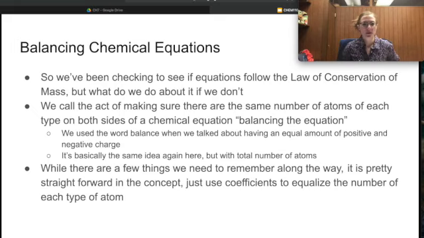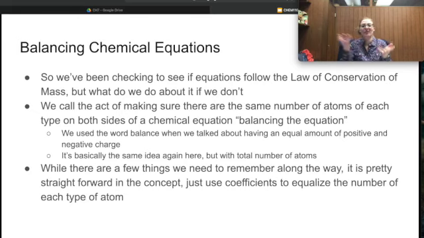All right, so we talked a little bit about being able to check to see if equations follow that law of conservation of mass or don't, so whether they're balanced or whether they're unbalanced. So what do we do if they're not balanced? What do we do if these equations don't follow the law of conservation of mass? We call the act of making sure there are the same number of atoms of each type on both sides balancing the chemical equation. We did use that word balance a little bit before when we were talking about having equal amounts of positive and negative charge in our ionic compounds to cancel out the charge. We're using it in the same idea here.